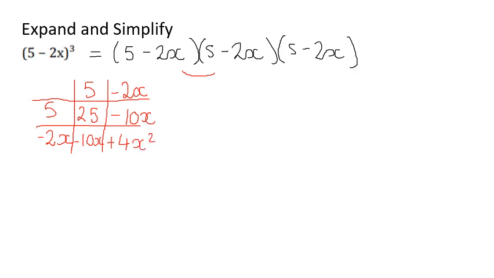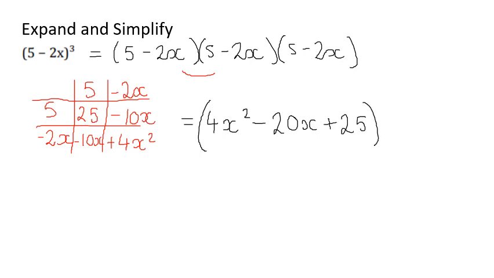So now I'm going to write that out in full. So we've got 4x squared, subtract 10x and subtract another 10x is subtract 20x. And then we've got a positive 25, so plus 25. So we've done our first two brackets, but now we need to multiply by the third bracket. So times by 5 subtract 2x. So we need to use a bigger grid.